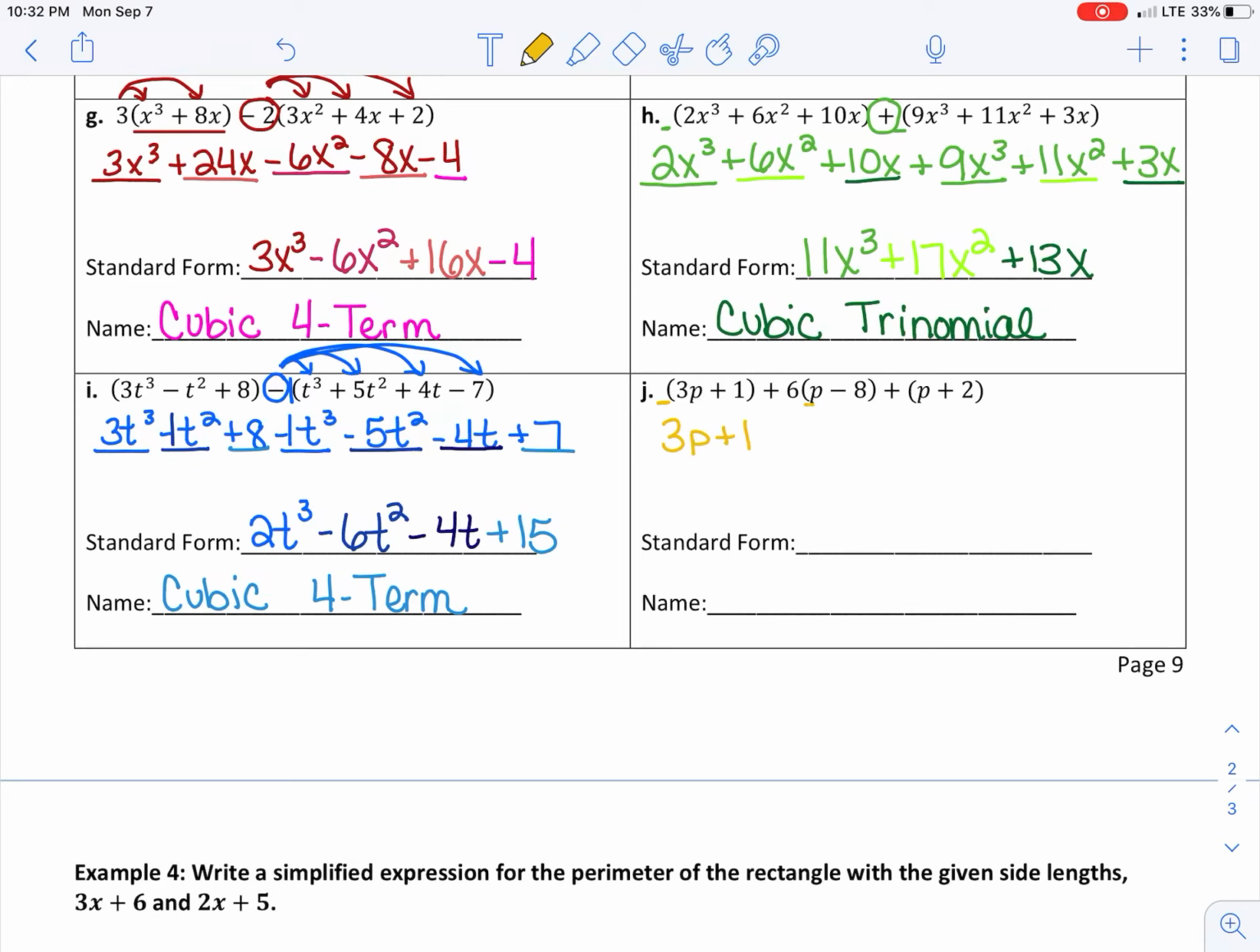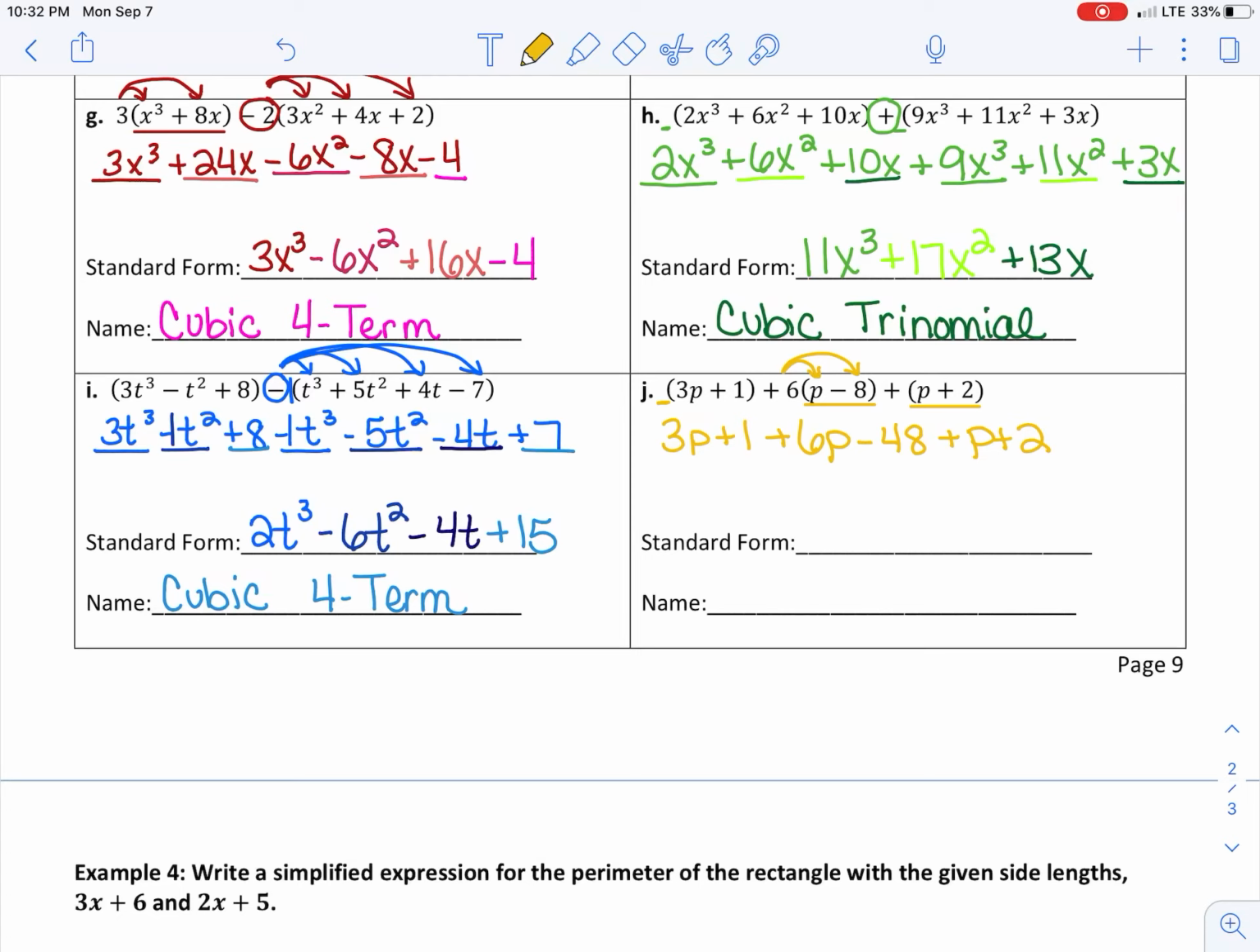Now the second set of parentheses here, p minus 8, we have that 6 in front, so we need to distribute that 6 into our parentheses. If you can distribute first, you always want to do that. So we have 6 times p, which is 6p, and then 6 times -8 is -48. And then with this last set here, we don't have anything in front of that set either, so we're just going to bring that down as well. Keep all of our signs the same.